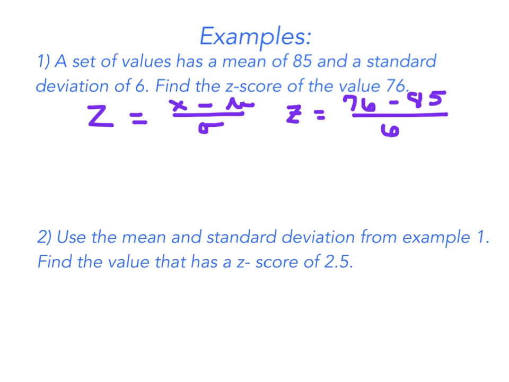So 76 minus 85 is equal to a negative 9 divided by 6, which is equal to negative 1.5. So the z-score of the value 76 is negative 1.5. So remember what that means. That means 76 is 1.5 standard deviations below the mean.